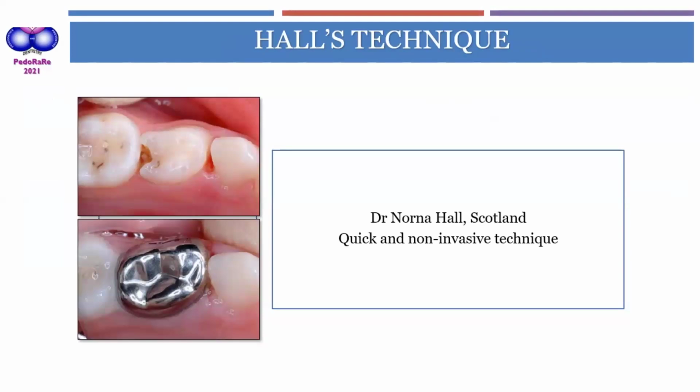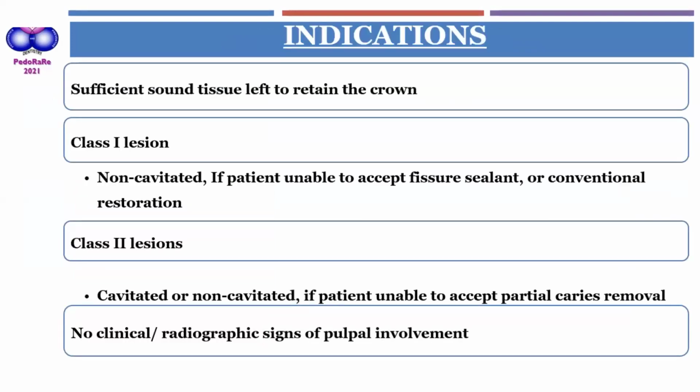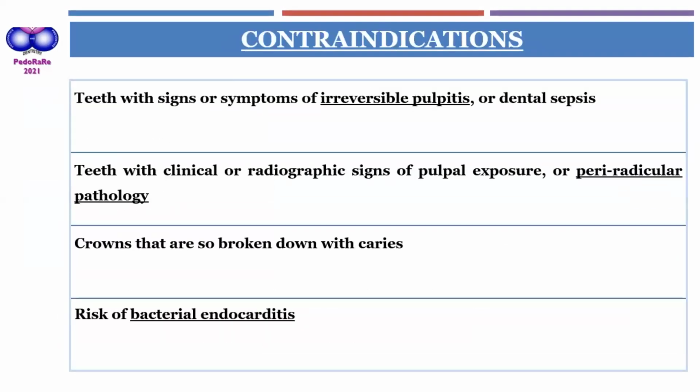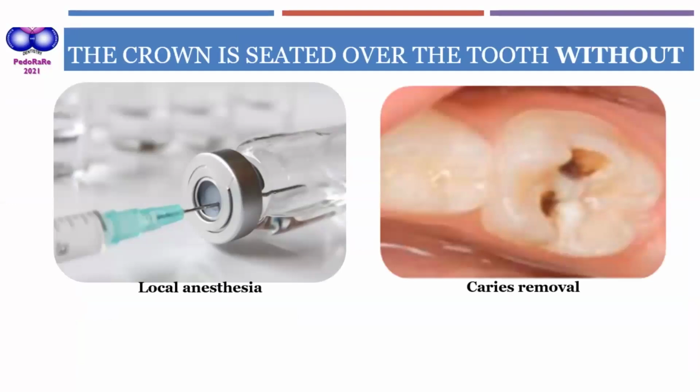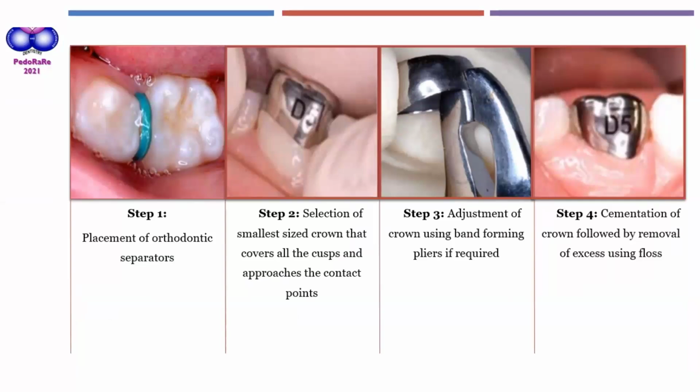Now, it was Hall's technique. Dr. Norna Hall, Scotland, introduced the quick and non-invasive technique. Most important is sufficient sound tissue left to retain the crown, class 1 lesions, class 2 lesions, and no clinical signs of pulpal involvement. Any pulpal involvement, any pulpal exposure, pathologies, crowns broken down with caries, bacterial endocarditis cases, definitely it's contraindicated. The crown is seated over the tooth without any local anesthesia or caries removal.